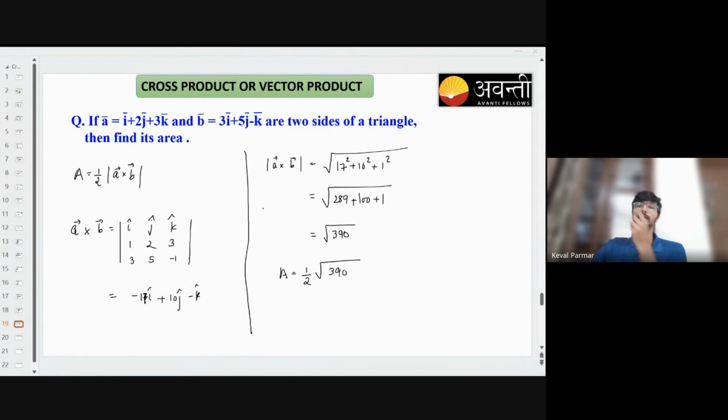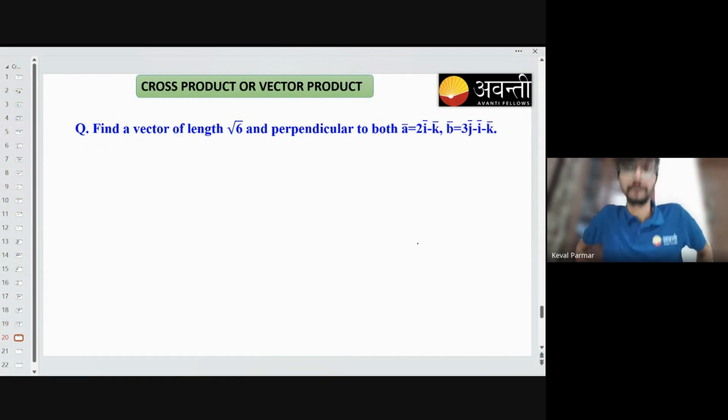थ्री एटीन टू से डिवाइड किया तो क्या मिलेगा? 295. No, I don't think. ठीक है, this is the answer then. Correct. Let's see the next question.